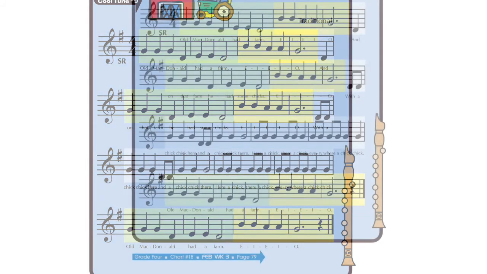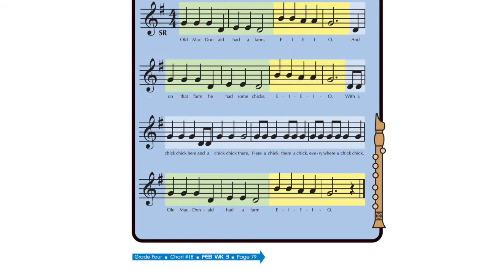Let's try playing it. Here we go. All right. That's an easier part of the song for sure, because B, A, and G, of course, we know very well. All right, let's skip ahead. Let's go to the end of the 2nd staff.